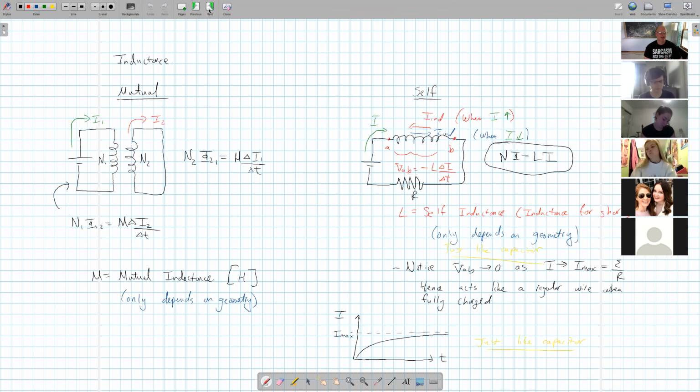So let's continue what we were talking about yesterday. We started talking about inductance, which again is based off of Faraday's law. We have two different kinds. We have the mutual inductance here, so that's this guy, which again is when I have two systems feeding off of each other.